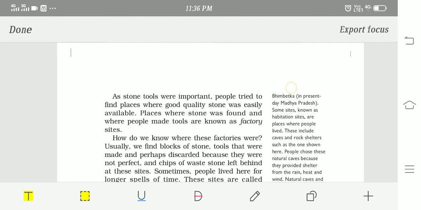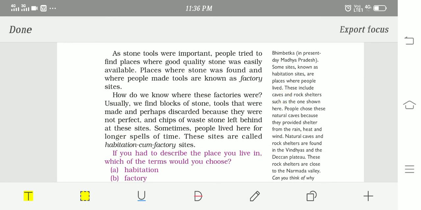Now moving further, as stone tools were important, people tried to find places where good quality stone was easily available. So in the map you must have seen the index. In that index, different kinds of sites are given. Now people used to live in different areas, but these areas had different uses. We have classified the sites according to some features. Now here come the different tools.